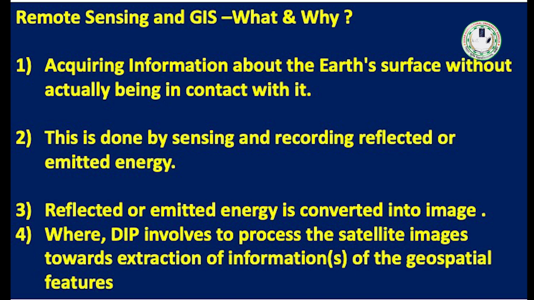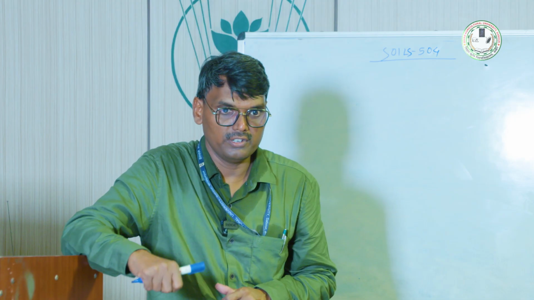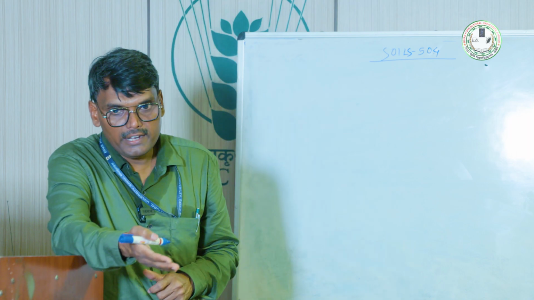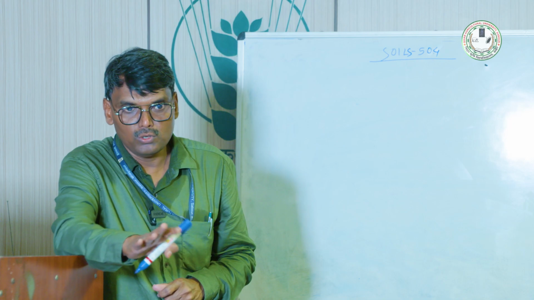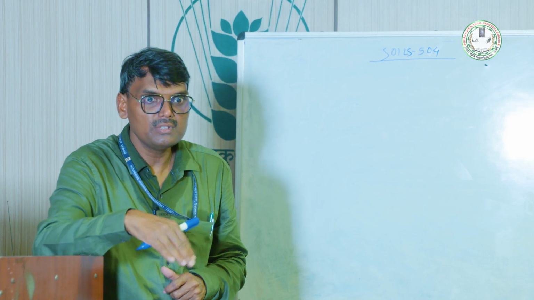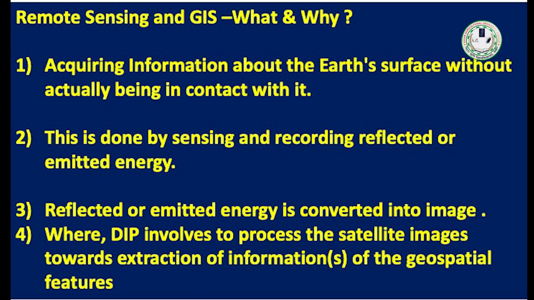Second, this is done by sensing or recording based on reflected or emitted energy of the target or area of interest, or those geospatial features. Reflected energy and emitted energy are different from each other. Reflected means reflection properties. Emission means emission of the target. Reflected or emitted energy is converted into an image by using some algorithms or devices which are inbuilt in satellite sensors.